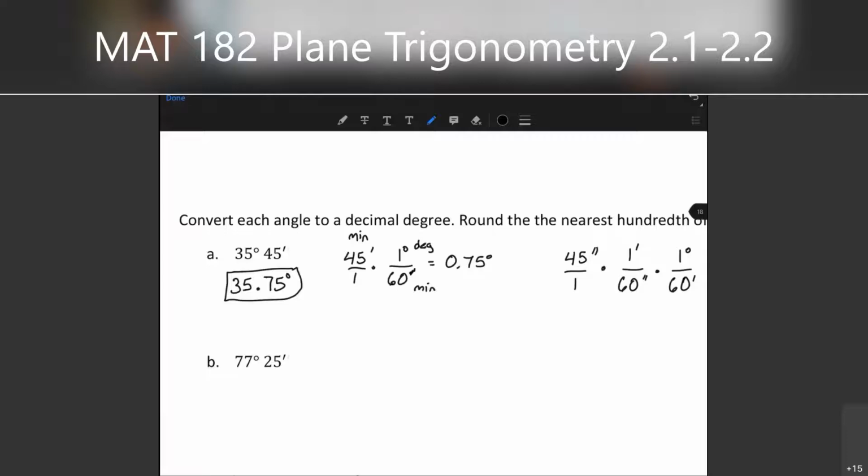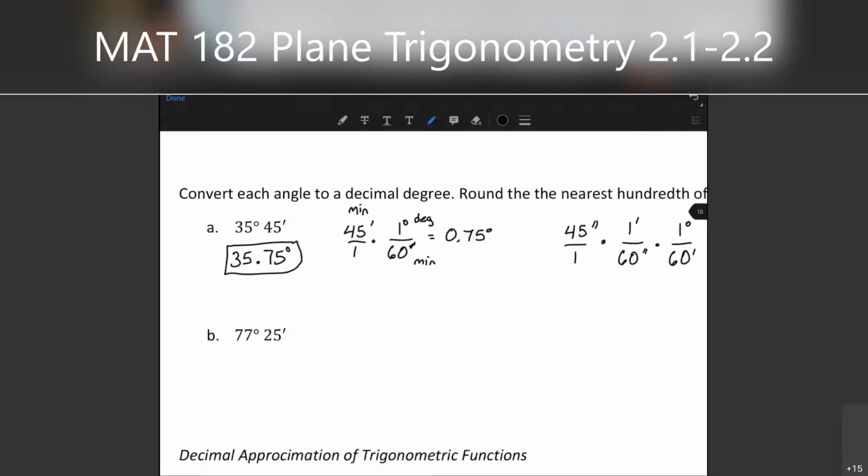All right, so let's just do one more together, and then I think we'll have a live problem to work on here. Again, with 77 degrees and 25 minutes, we'll have 77 whole degrees, so we don't have to work with that at all. We'll just work with the 25 minutes. So 25 minutes over 1 times our conversion ratio.